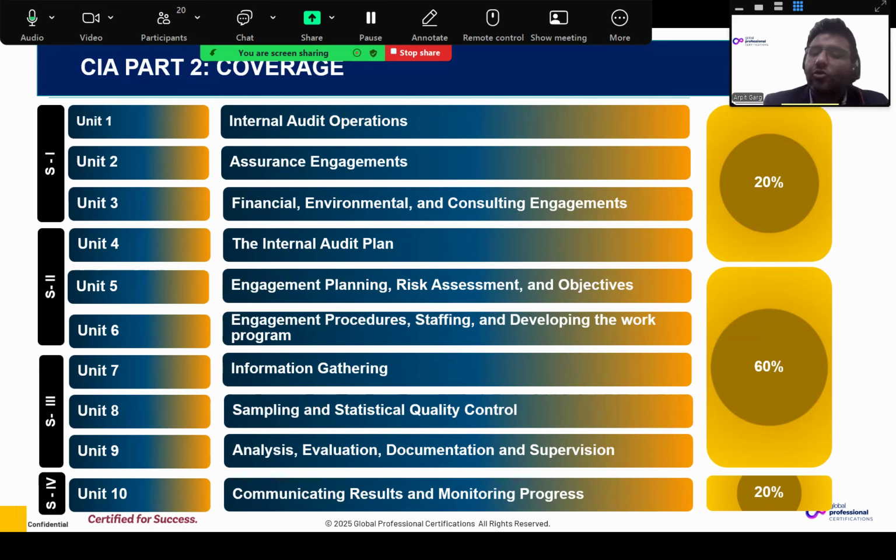So the next few units are going to be faster. Like the risk-based audit plan was a 1 day unit. Similarly, engagement planning and risk assessment objectives could be a 1 day unit, and engagement procedures could be another day. So I foresee that we will be able to complete this session series by the end of February or the first week of March, most likely. The expectation is that you can appear by mid of March. So please start your revision accordingly so that we are not delayed later. The objective is to clear all the parts as soon as possible.